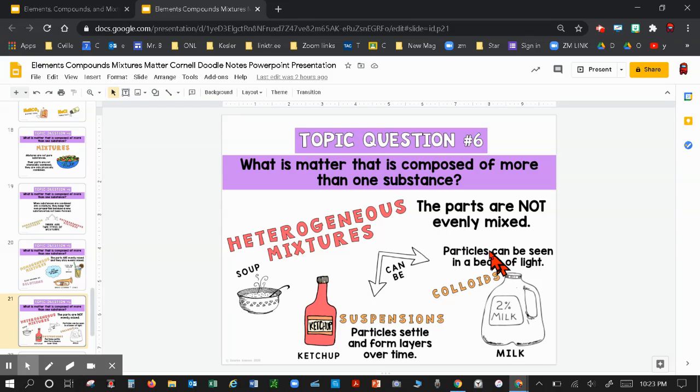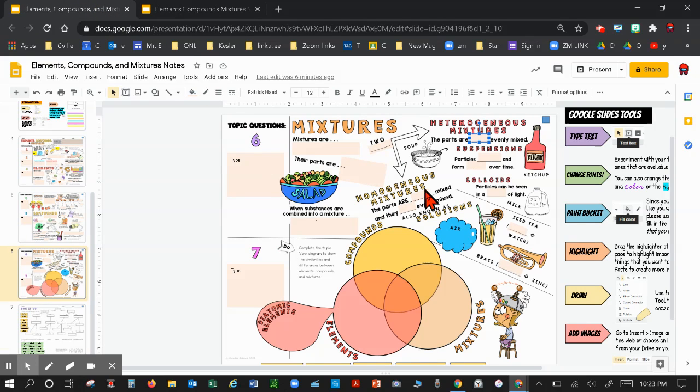And then colloids. Milk is a good example of a colloid. Milk is made of fat plus water itself. And over time, it can separate into its different parts here.